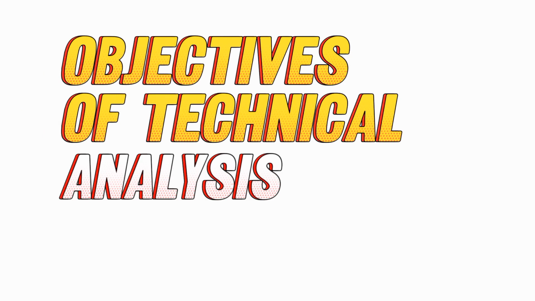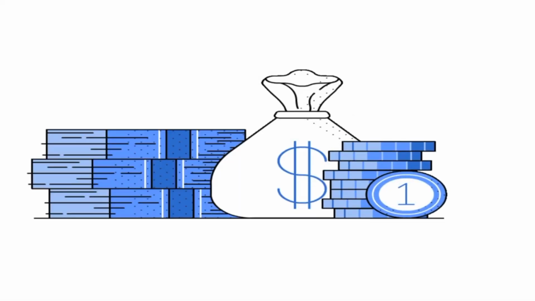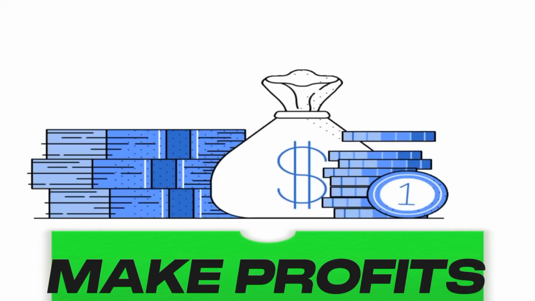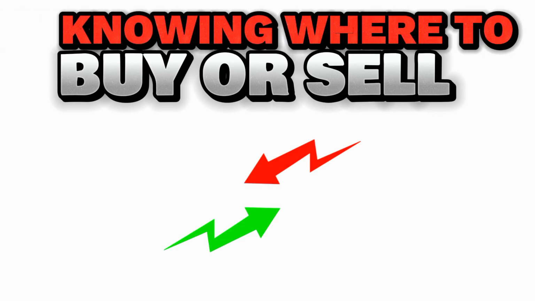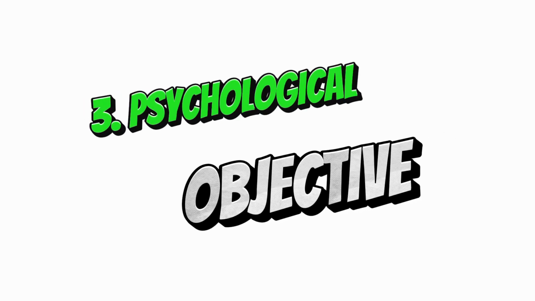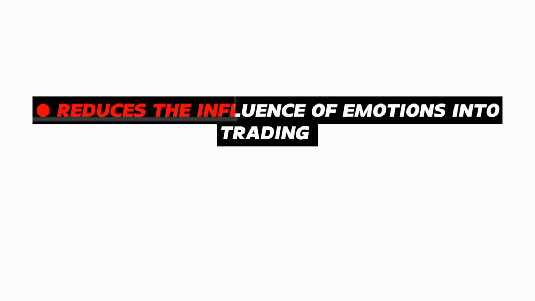And guys, you also need to know the objectives of technical analysis. Number one, obviously the first objective is to make profits out of the market by just observing the market patterns, which is using technical analysis. Then number two, the other objective is that we should know where to buy, where to sell, and where to exit our trades. And objective number three includes psychological trading, which is that it reduces the influence of emotions in trading. We're also going to cover this in detail in the upcoming videos.